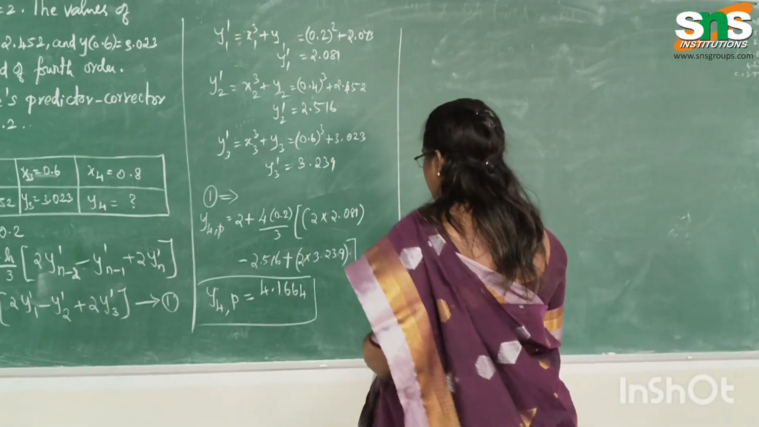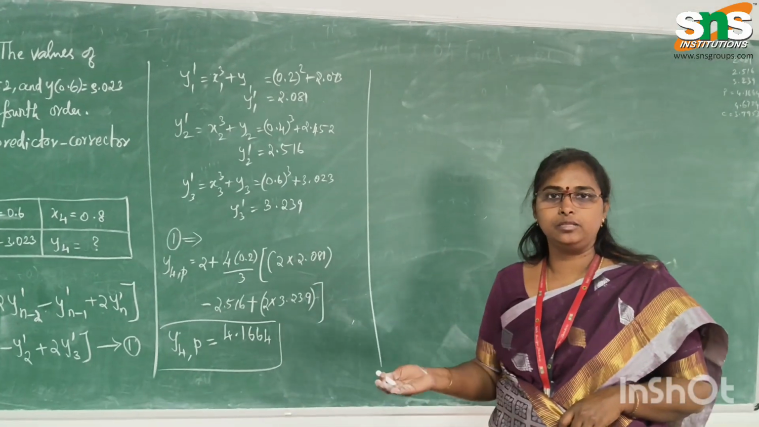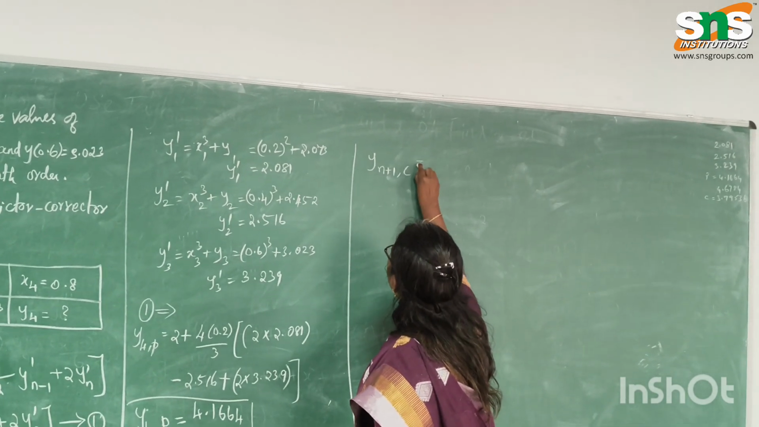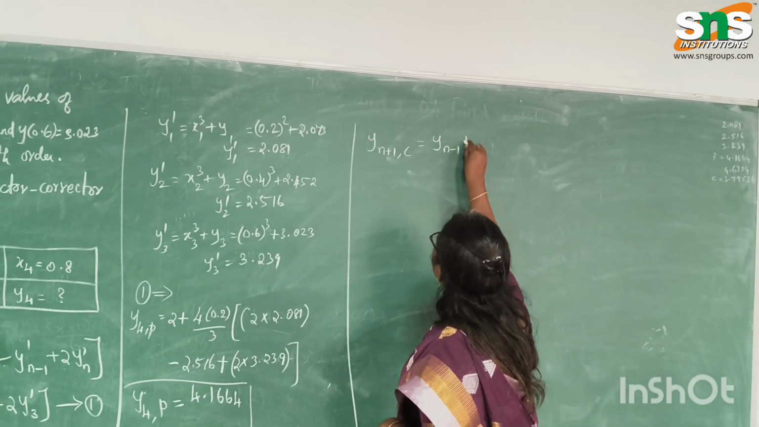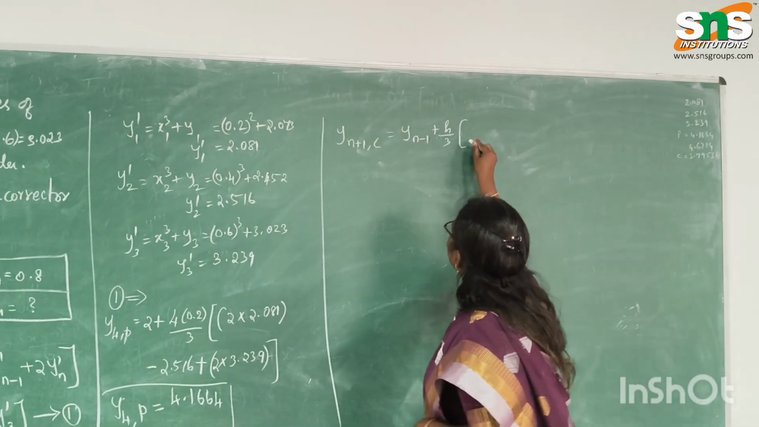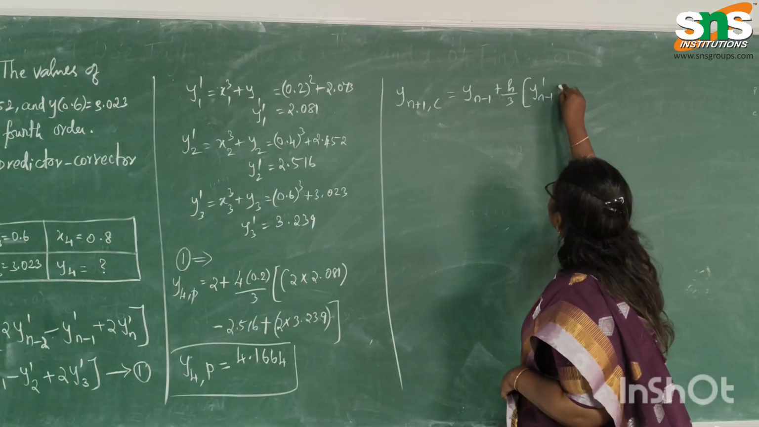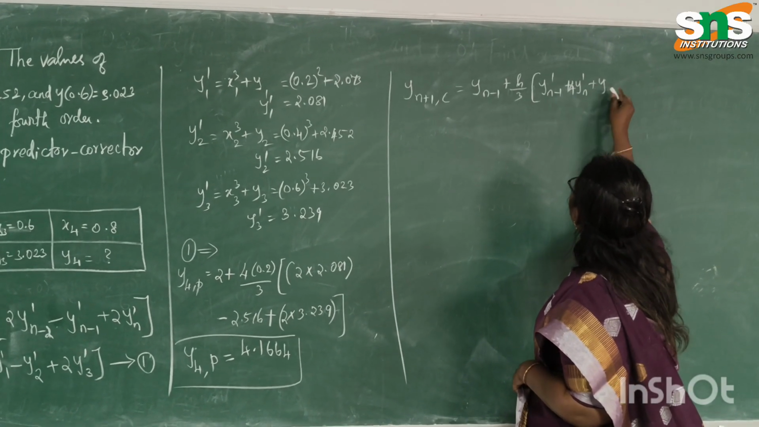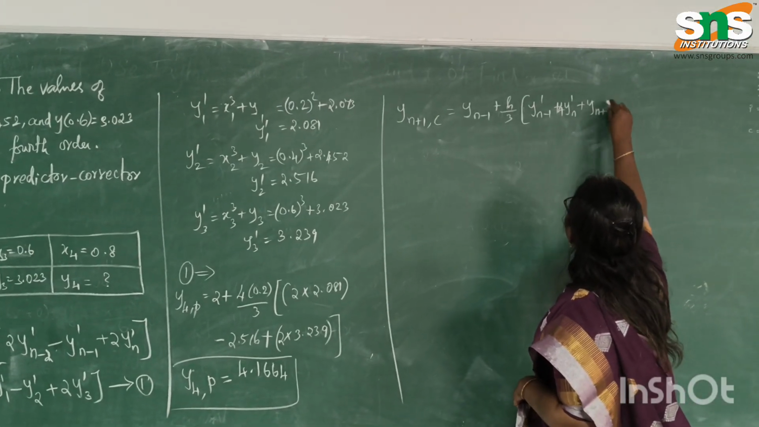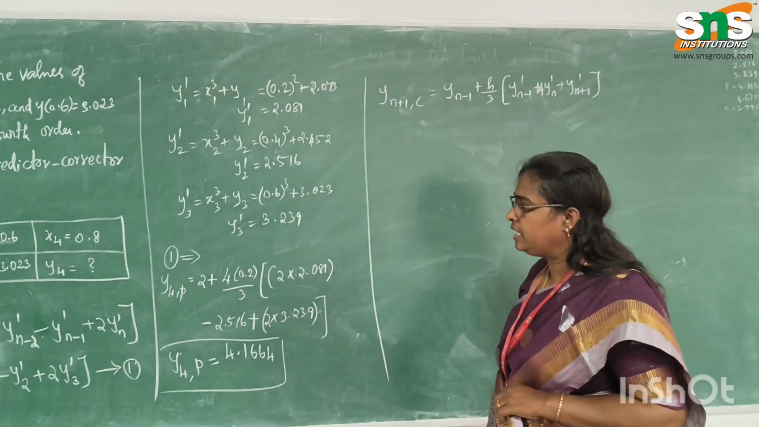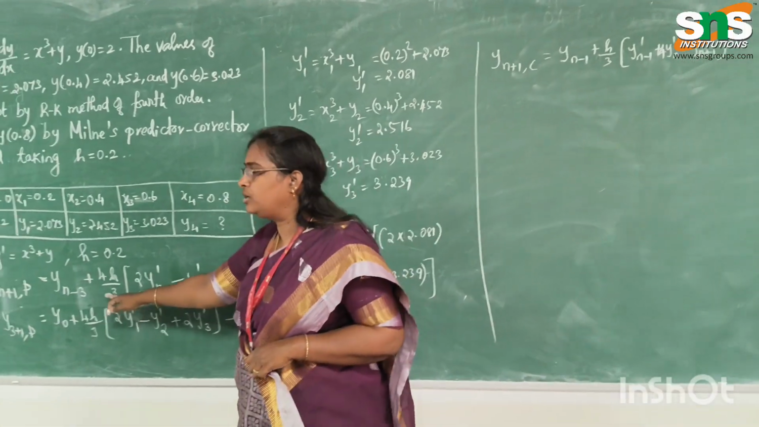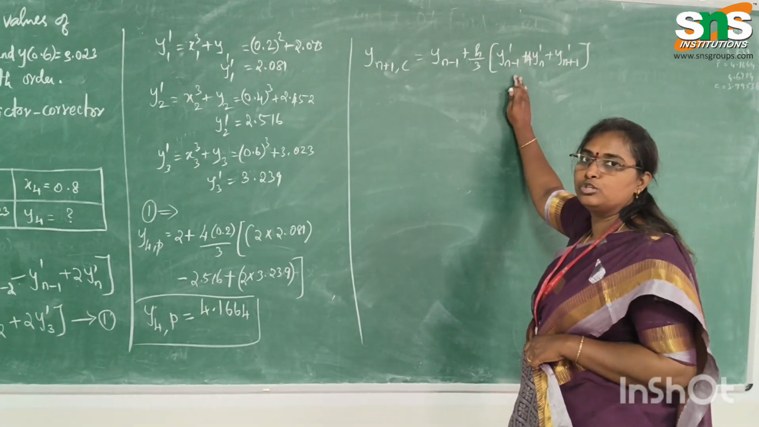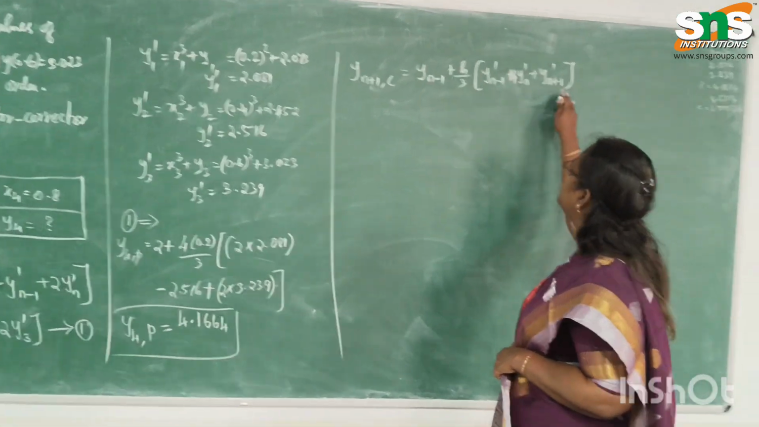In the predictor we got the value, so we are going to correct this value using the corrector formula. So yn plus 1 comma c is equal to yn minus 1 plus h divided by 3 into yn minus 1 dash plus 4 yn dash plus yn plus 1 dash. We can easily recall it by the indices. Here we start with n minus 3, but here we start with n minus 1. Inside the bracket also you start with n minus 1. So n minus 1, n and then n plus 1.